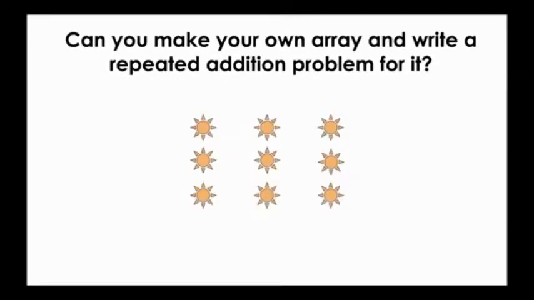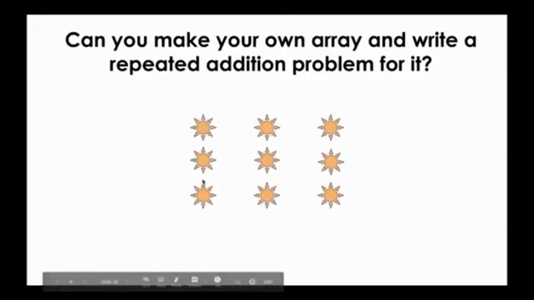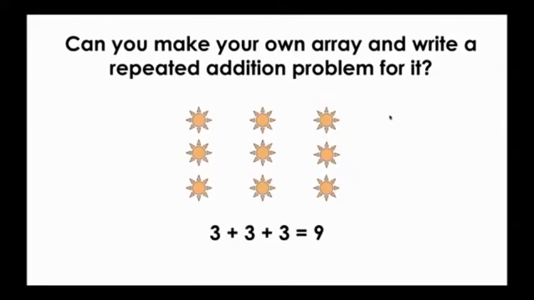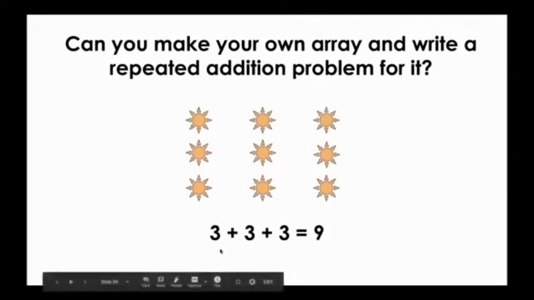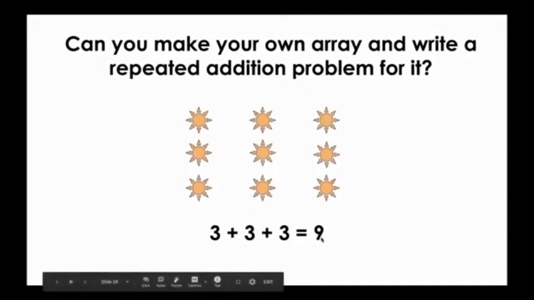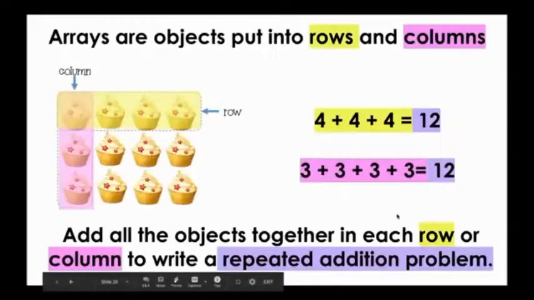I hope you created a really cool array. Here's what I made. I made an array of suns. I have 3 suns in each column and 3 suns in each row. That calls for a different repeated addition problem. I don't have 2 separate repeated addition problems because no matter if I add the columns together, 3 plus 3 plus 3, or the rows, 3 plus 3 plus 3, I'm going to have the same problem and the same answer of 9 total suns.